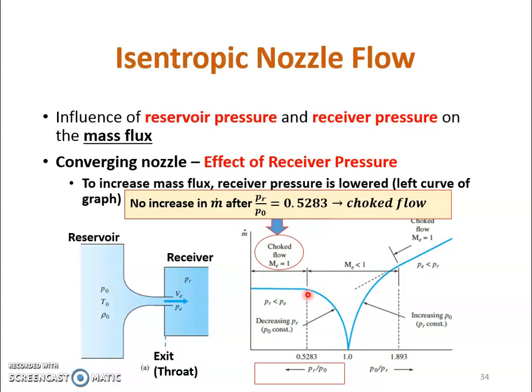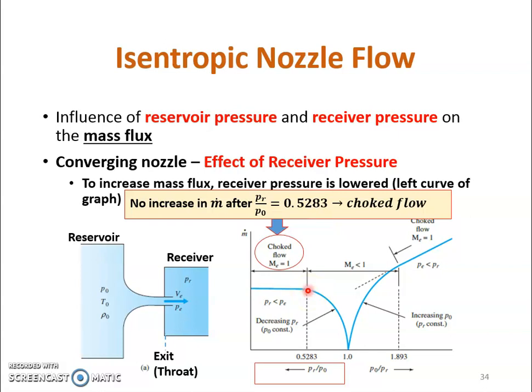Until we reach this ratio here, which is the critical ratio. As you can see from the previous part, this is P star over P naught, which gives the ratio of 0.5283. You only get this ratio if this is airflow with k equal to 1.4. So at this flow, we know it is at a critical condition at the exit or the throat of the nozzle, where you get the maximum mass flux at this point.